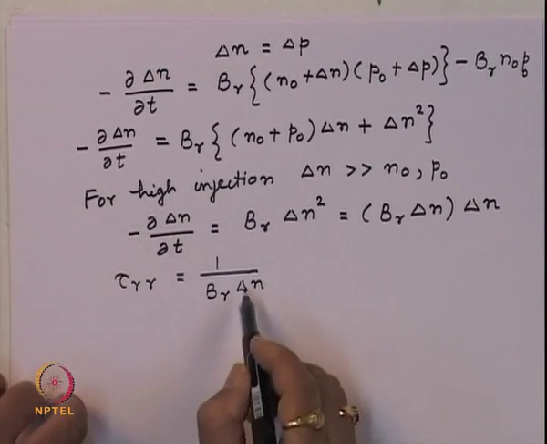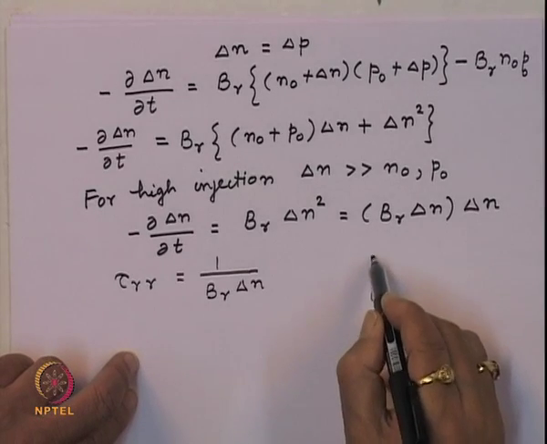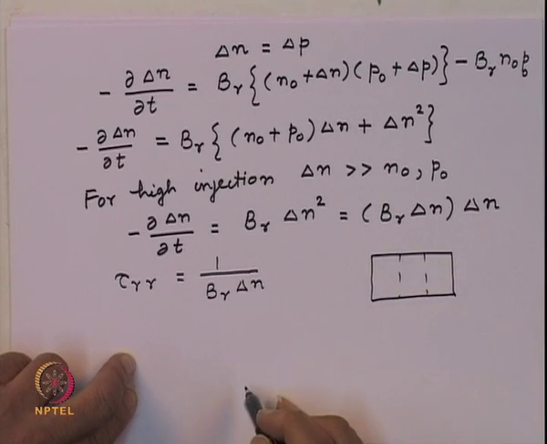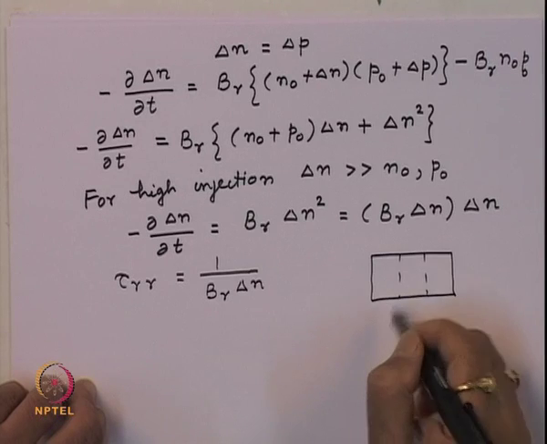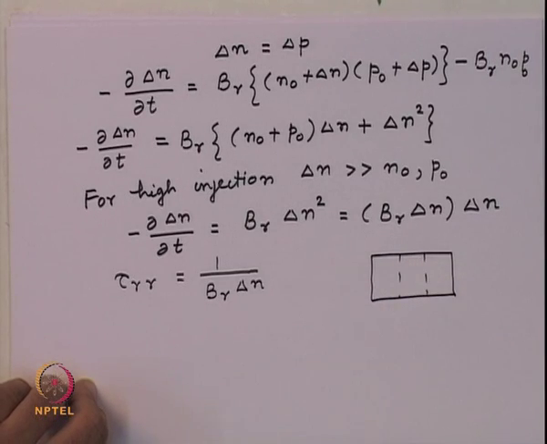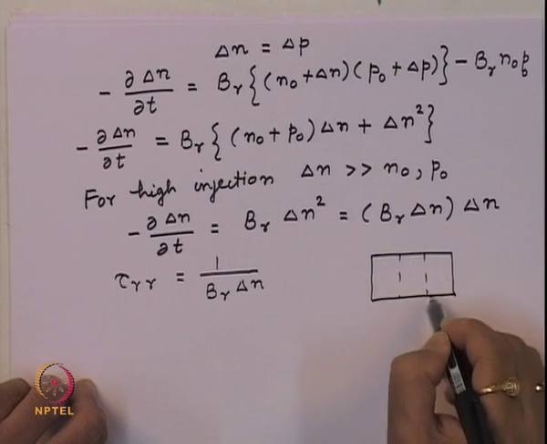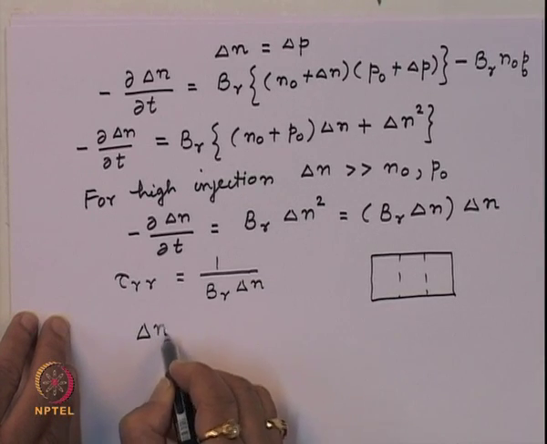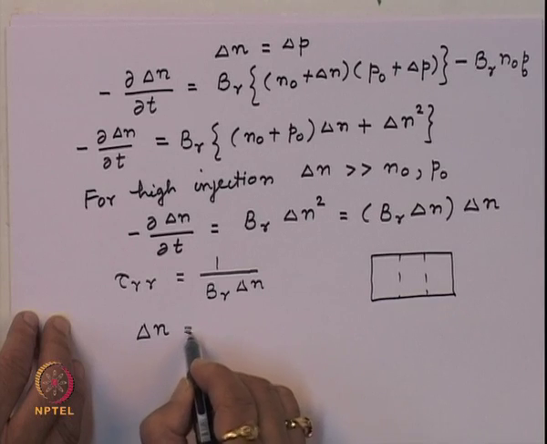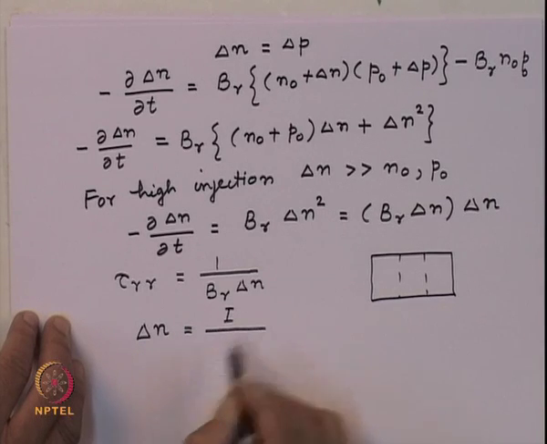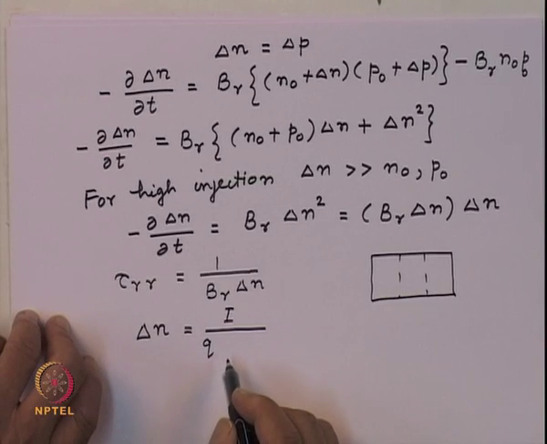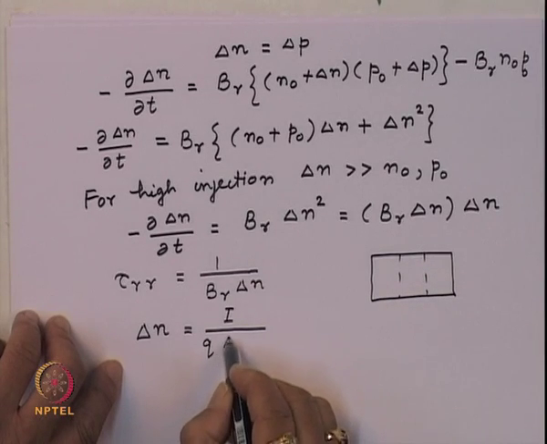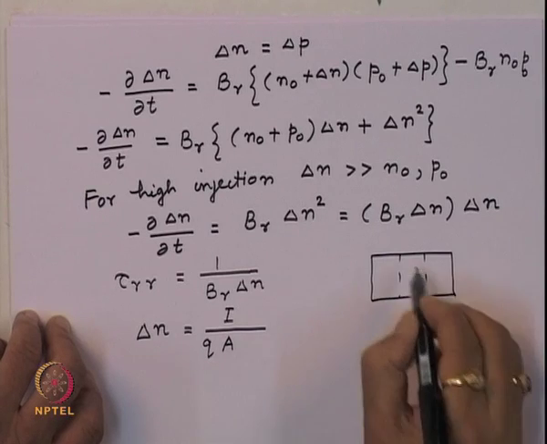But we also know that this delta n, if you consider a junction, is the region where the carriers are injected, which is the active region, and that is the area and that is the depth. So, in this volume essentially you are going to have the excess carriers. So, the injected carrier density delta n is equal to the injected current I divided by the charge of the carrier q, divided by the volume of this region, that is the area of cross section and the d.